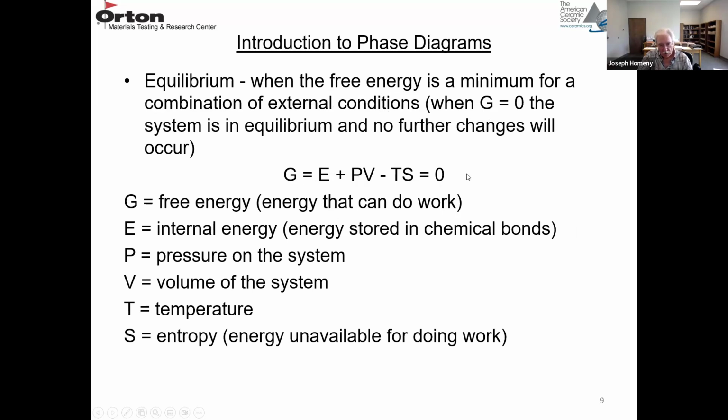So this is the equation for free energy. G is the free energy, it's the energy that can do work. That equals E, which is the internal energy, the energy stored in chemical bonds, plus pressure times volume, P times V, minus T, the temperature, times S, the entropy, and that's the energy unavailable for work. So when G equals 0, we're at equilibrium.